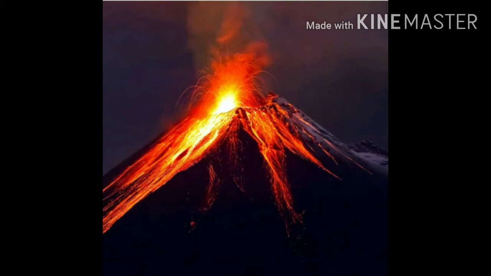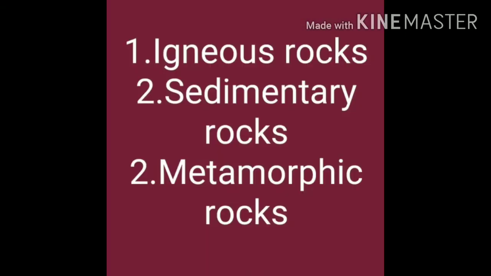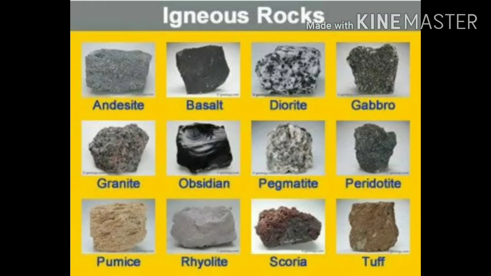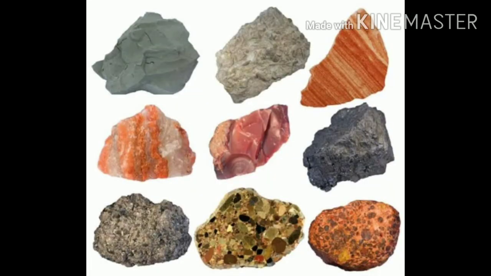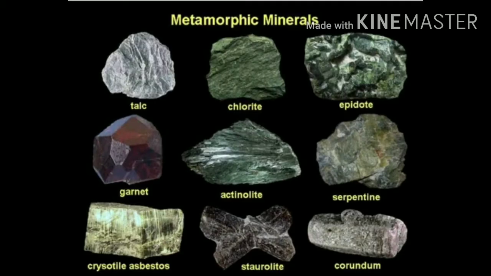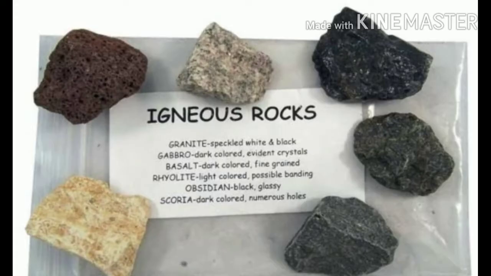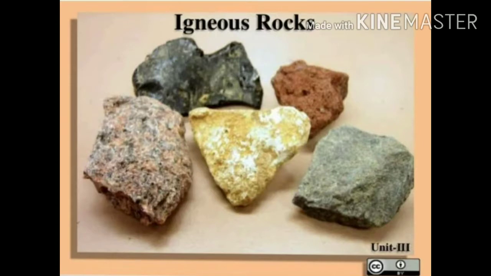Rocks are generally categorized into three major types. First is igneous rocks, second sedimentary rocks, and third metamorphic rocks. Let's start with igneous rocks. Igneous rocks are formed when the molten magma cools and becomes solid. Igneous rocks are known as parent rocks or primary rocks, as all other rocks are derived from the igneous rocks. There are two major types of igneous rocks.